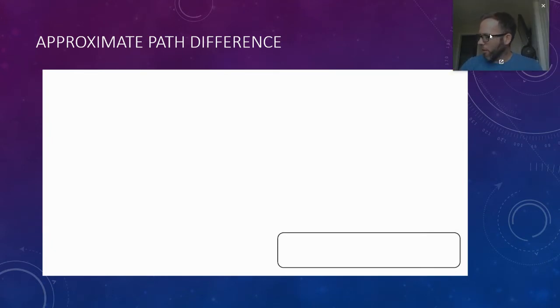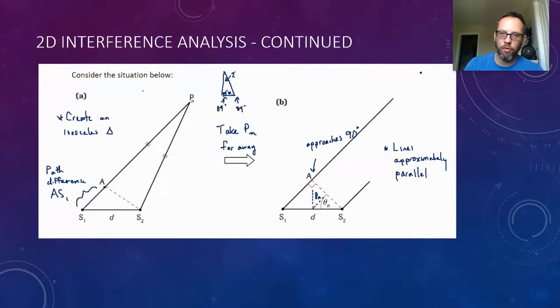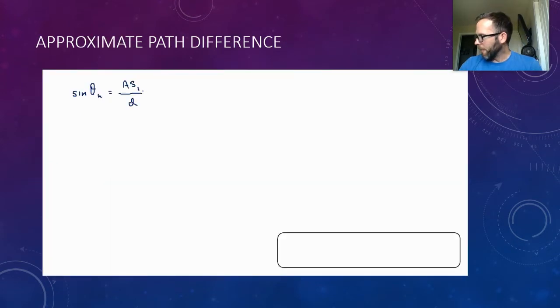All right, so let's continue. So from our diagram, doing SOHCAHTOA, the sine of that theta n is equal to the opposite AS1 over hypotenuse D. Just commit yourself there. D is the hypotenuse in that triangle. And that path difference, AS1, again, that's our path difference, is the opposite side. So the sine of theta n is AS1 divided by D. And so D sine theta n equals AS1. But that's the path difference.